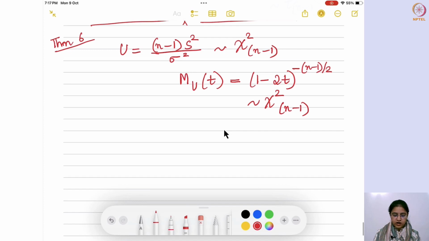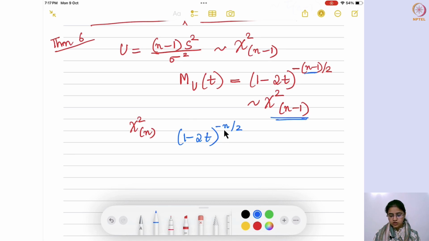Because in general, for a chi square distribution with n degrees of freedom, the MGF is 1 minus 2t to the power minus n by 2, where t is less than 1 by 2. So if it is chi square n minus 1, the change is coming in n minus 1. So here also the same thing would be applicable.